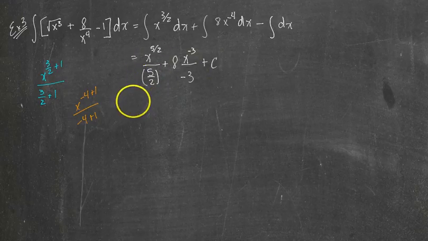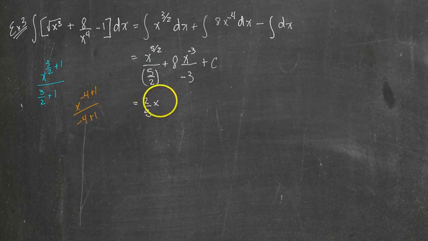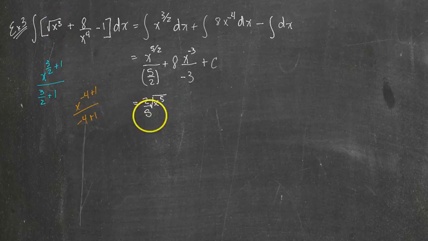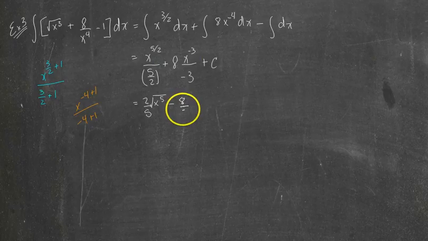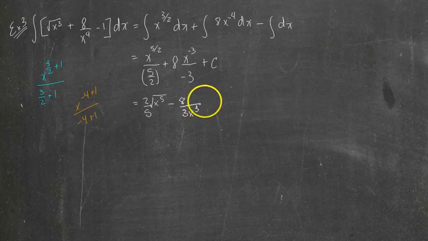Well, a denominator that has a fraction in it just means multiply by the reciprocal. So I have 2/5 x to the 5/2. Let's go ahead and write that out as a radical. Since I started with a radical, let's finish up with a radical. Plus, or in this case, minus, because a positive and a negative makes a negative, 8/3 x cubed in the denominator. Just going to bring that negative 3 back down.